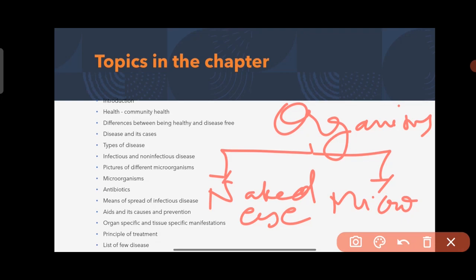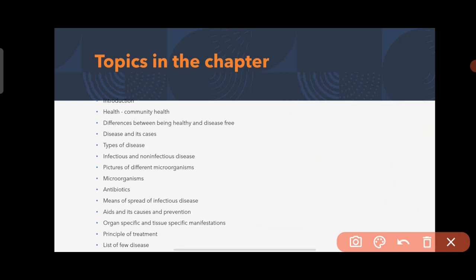We need a specific instrument through which we can see them. That is, we use a microscope to visualize the different characteristics of microorganisms, right? So I hope that you are now well aware of what microorganisms are. Let me give you some examples of microorganisms.